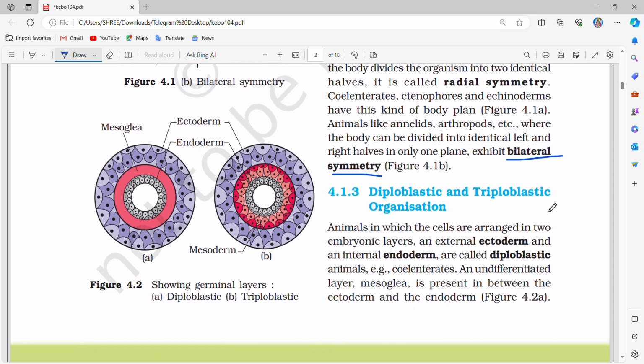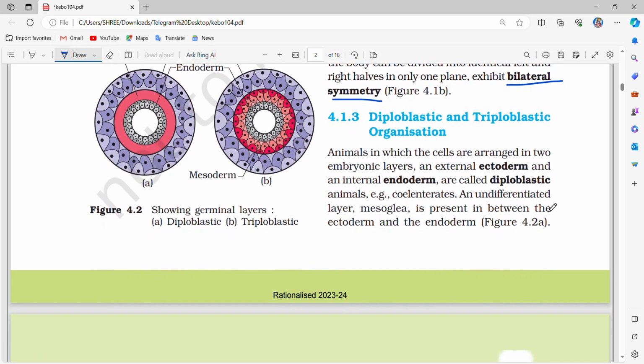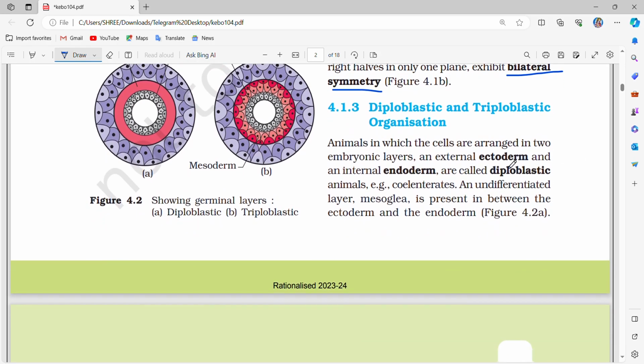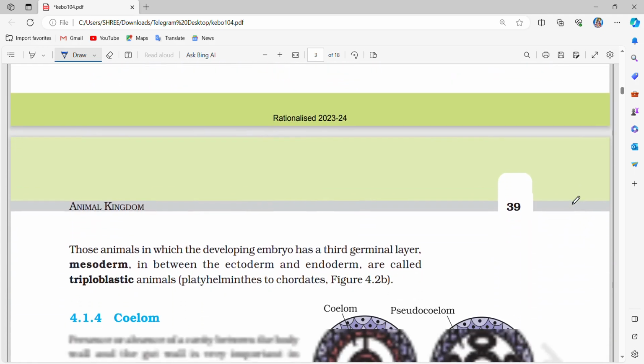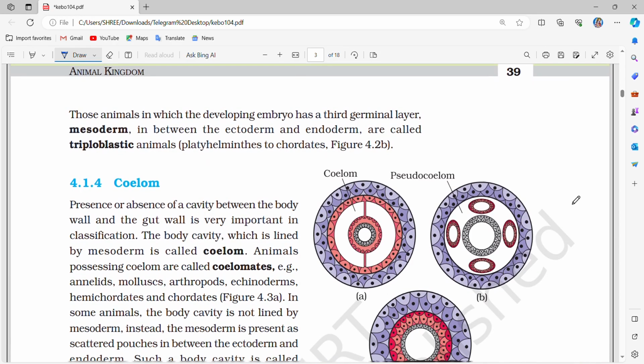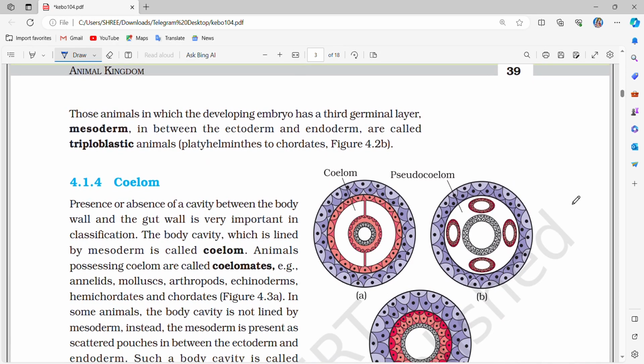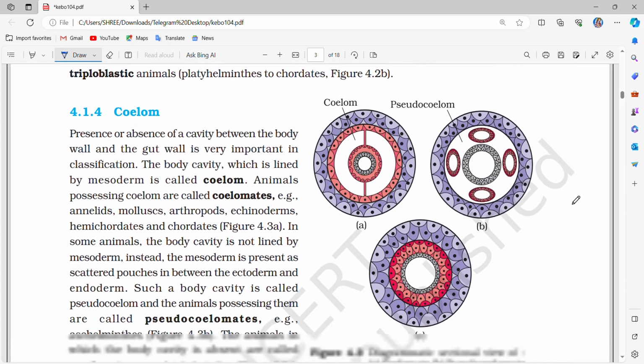4.1.3 Diploblastic and triploblastic organization. Animals in which the cells are arranged in 2 embryonic layers, an external ectoderm and an internal endoderm, are called diploblastic animals, for example, coelenterates. An undifferentiated layer, mesoglea, is present in between the ectoderm and the endoderm, figure 4.2a. Those animals in which the developing embryo has a 3rd germinal layer, mesoderm, in between the ectoderm and endoderm, are called triploblastic animals, Platyhelminthes to chordates, figure 4.2b.